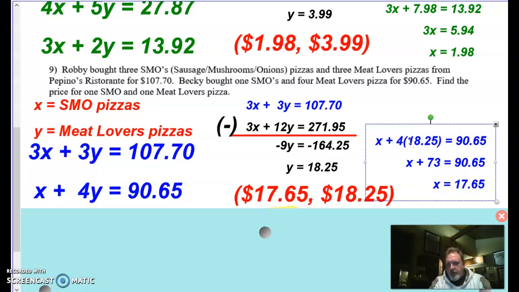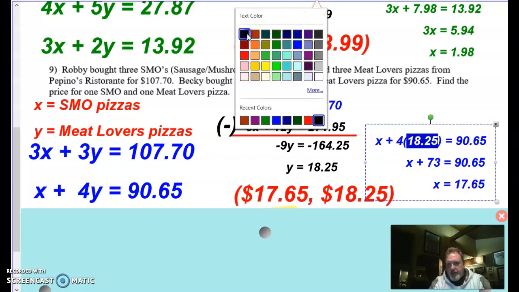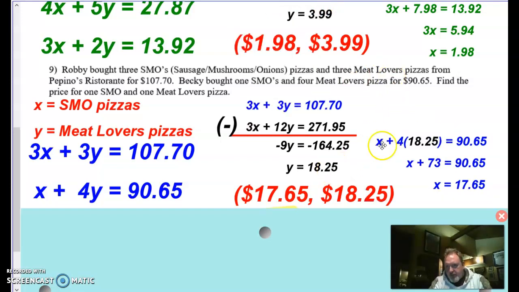17.65. And just to make life a little easier for us here, let's do that. And then you can see I plug this one into that equation. So 17.65 for the sausage, mushroom, onion, 18.25 for the meat lovers. Again, please don't forget, write your answer as an ordered pair.